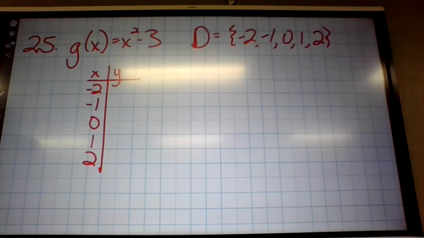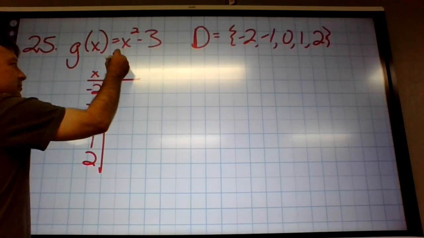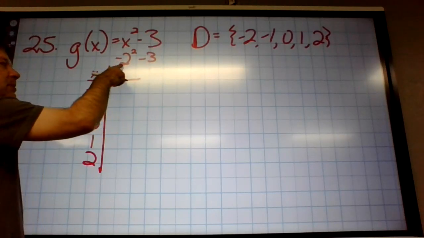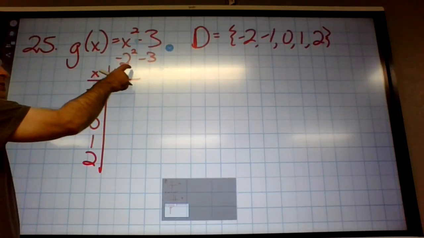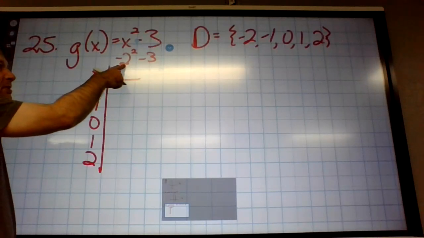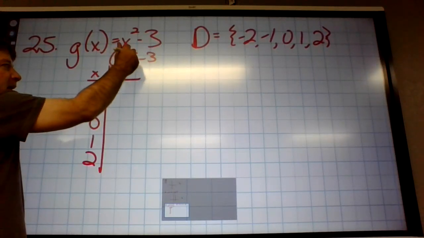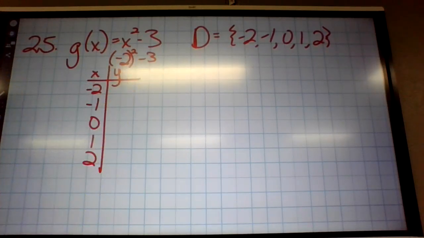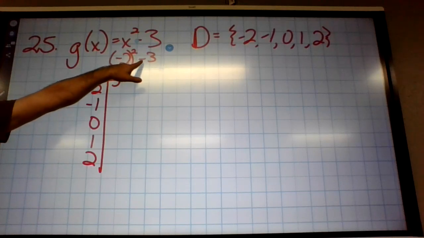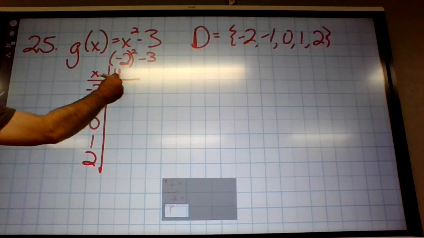Okay, if I plug in -2 like this into my calculator, I would get it wrong. Does anybody know why this would be wrong? Because you want to square the negative as well as the 2. So it should be like this. What is -2 squared? +4. -2 times -2 is +4. Minus 3. 1.